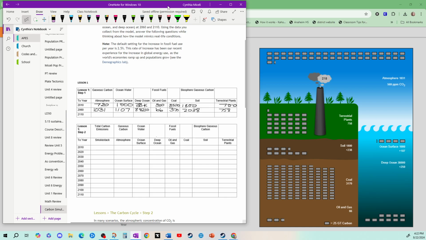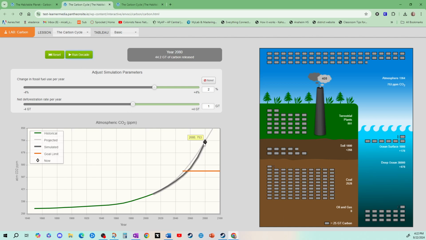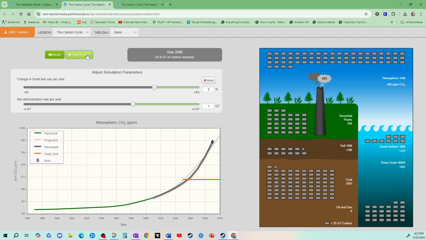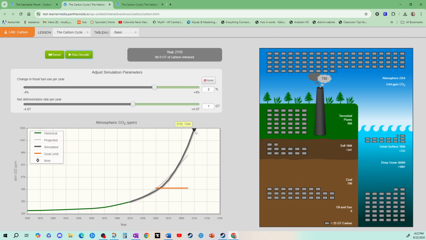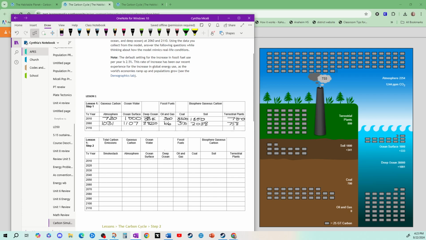Okay, now we're going to forward this to the year 2110. Let's see, where am I at? And now write down these numbers. So now we're at 2110. Our atmosphere number is now 2254. And look at all the carbon up here in the atmosphere. The ocean surface is now 1333. We're just adding those two numbers together.